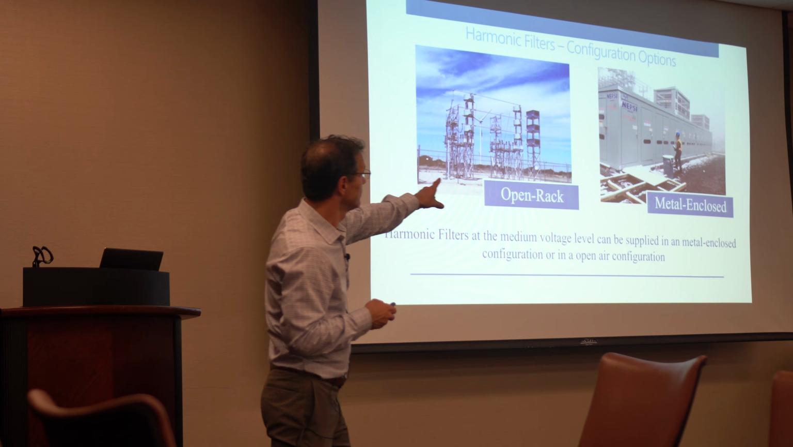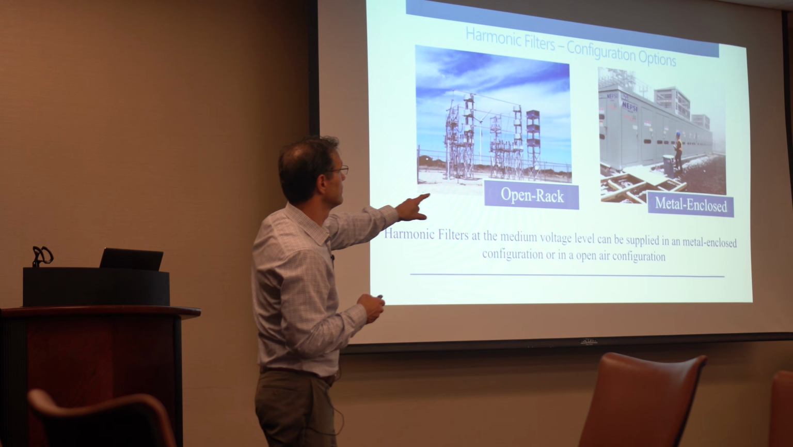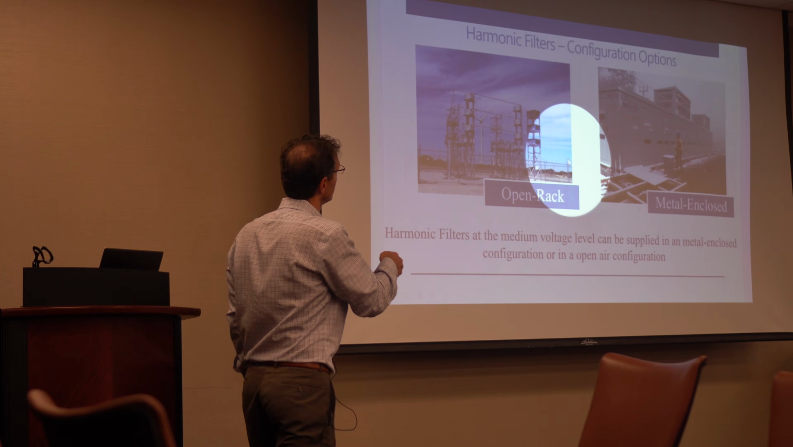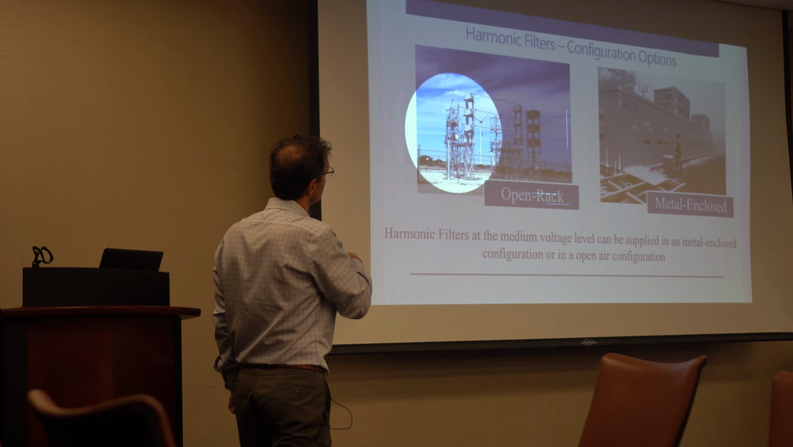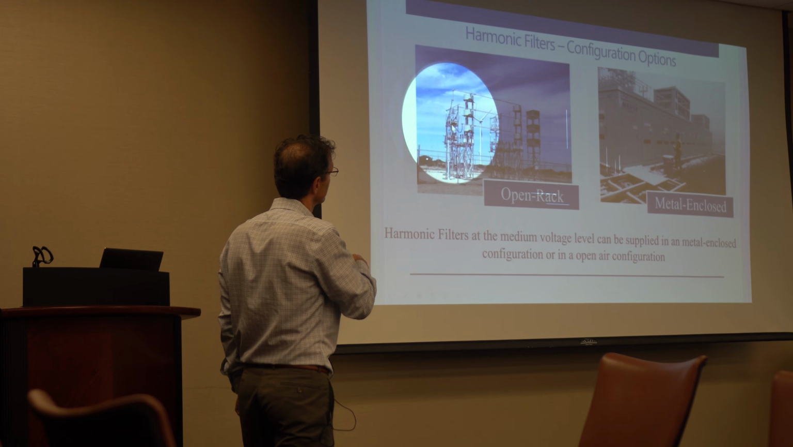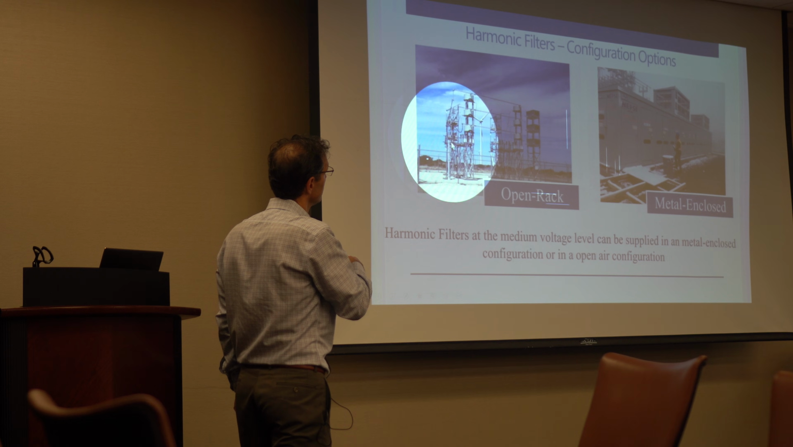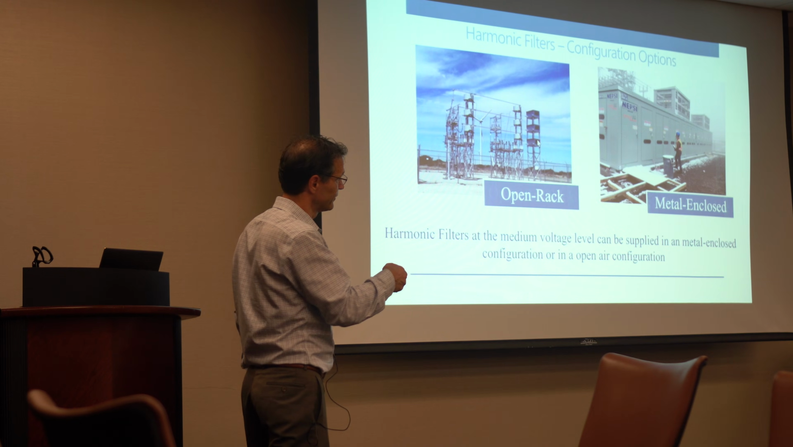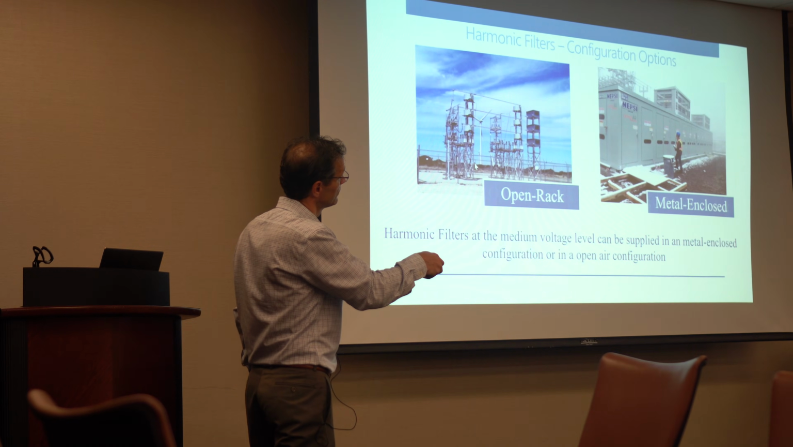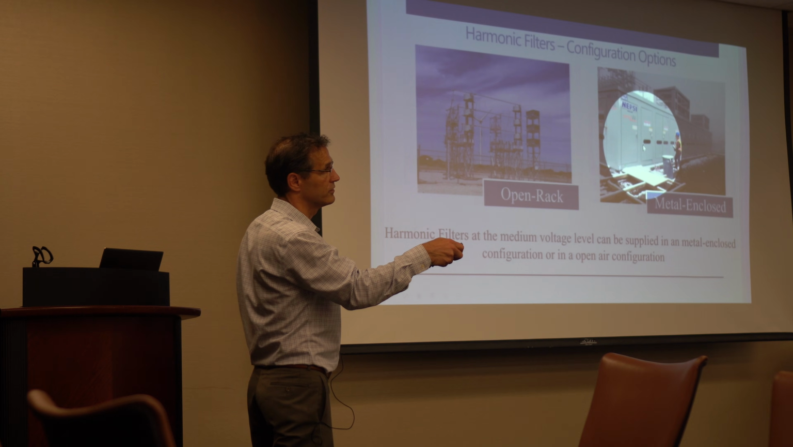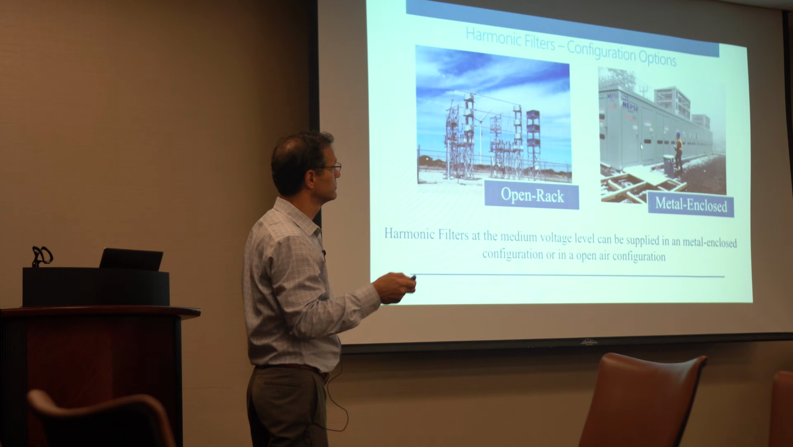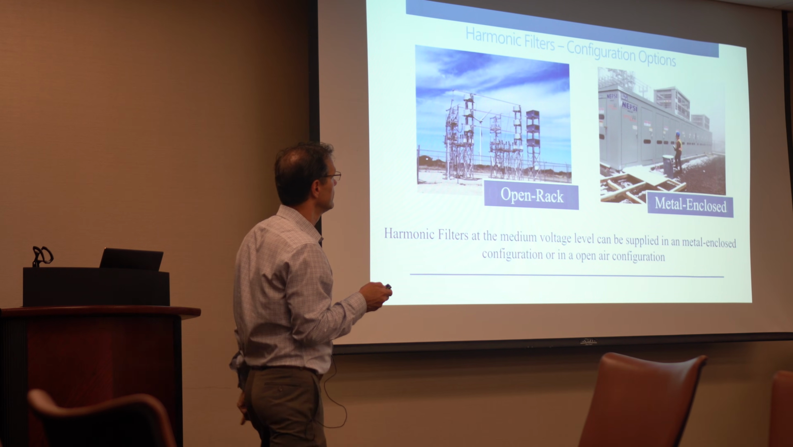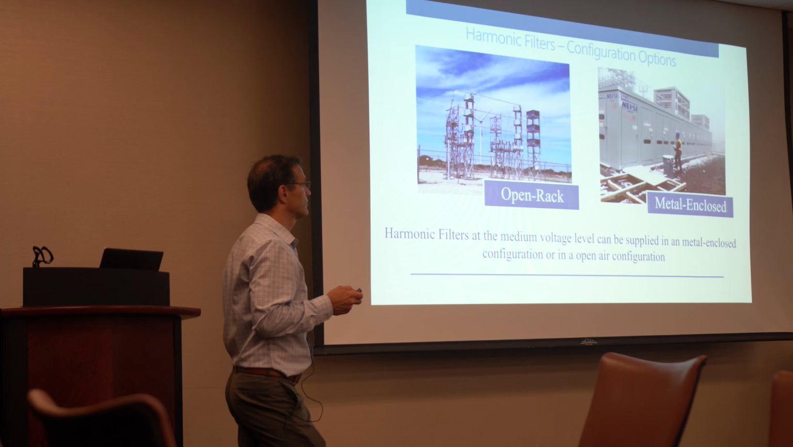So open rack filter bank, metal enclosed filter bank, air core reactors here, right? So you have air core reactors here. You have capacitors here, right, in a rack. And here you have resistors. So it's an open rack arrangement. We don't build these. This is an equivalent filter bank in a metal enclosed version, a two-stage filter bank on the right, metal enclosed, two-stage on the left. That's what I call an open air solution.